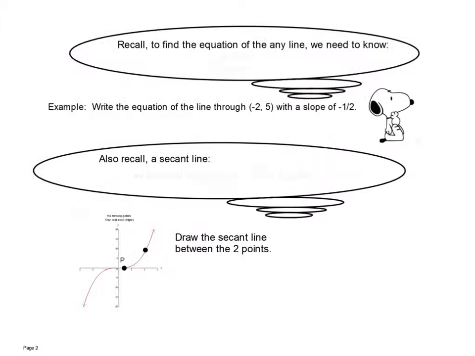Food for thought. Remember, to write the equation of any line you need a point and you need a slope. This is definitely review; we've done this already in chapter 1.